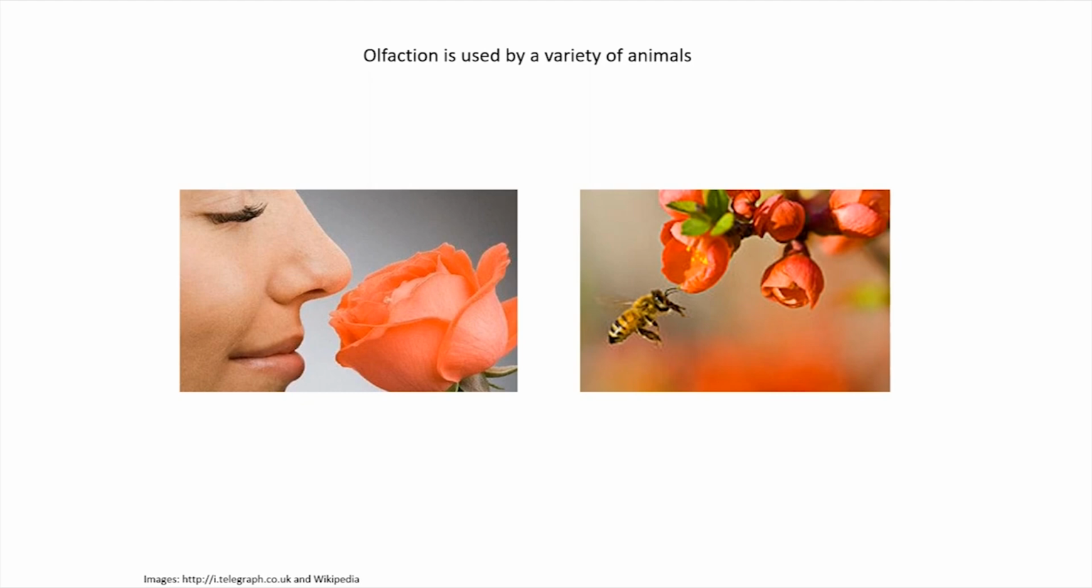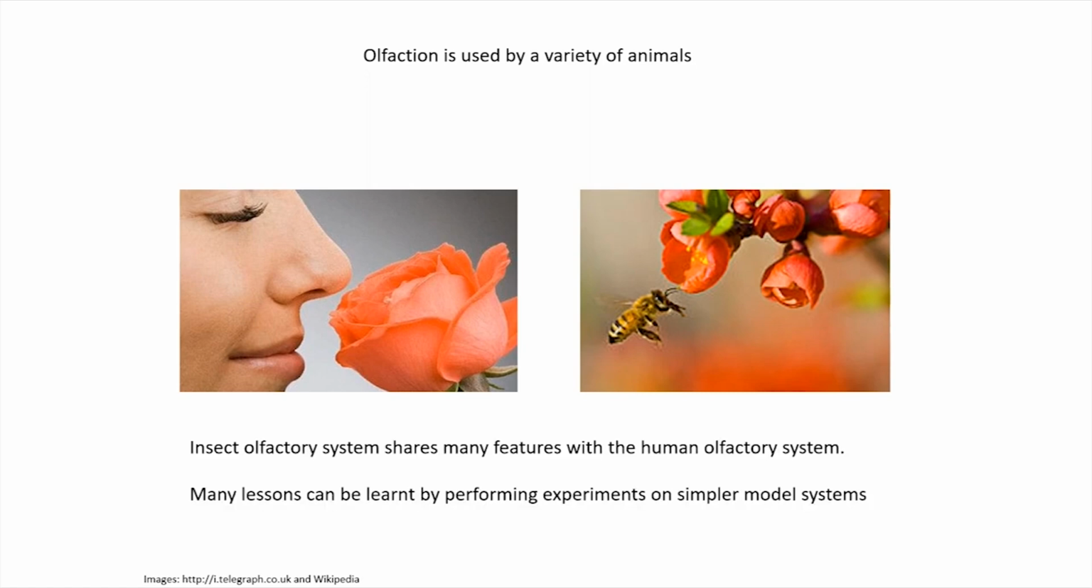And even simpler organisms like the worm C. elegans, which has only about 300 neurons in its brain, also has some neurons devoted to detecting volatile chemicals in the environment. As we have been seeing throughout this course, studying simpler organisms can provide us a lot of valuable insights into how the human brain works. And that has also been the case in the case of the olfactory system.